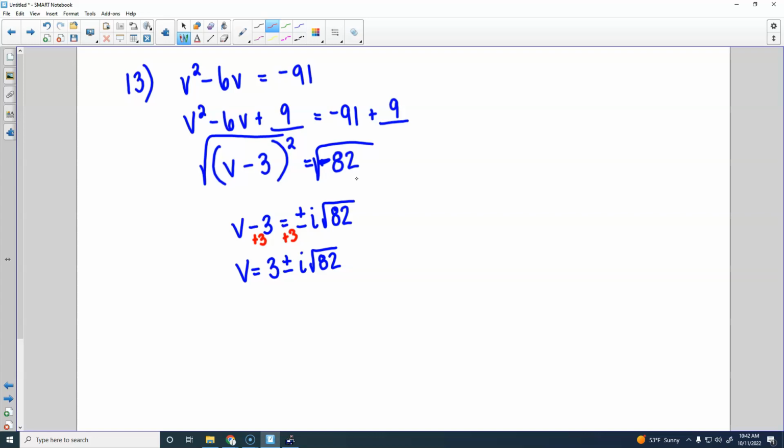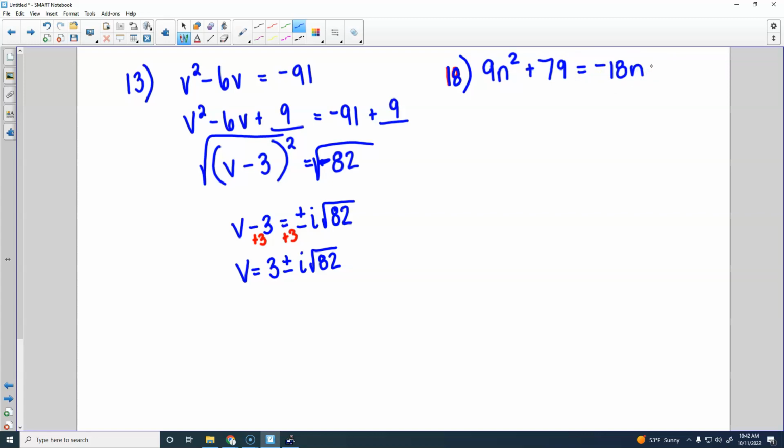Okay? I like it better because you don't have to break down as much or simplify at the end as much. But there are some problems where I would never try to complete the square, such as number 18. For 18, you've got 9n squared plus 79 equals negative 18n.